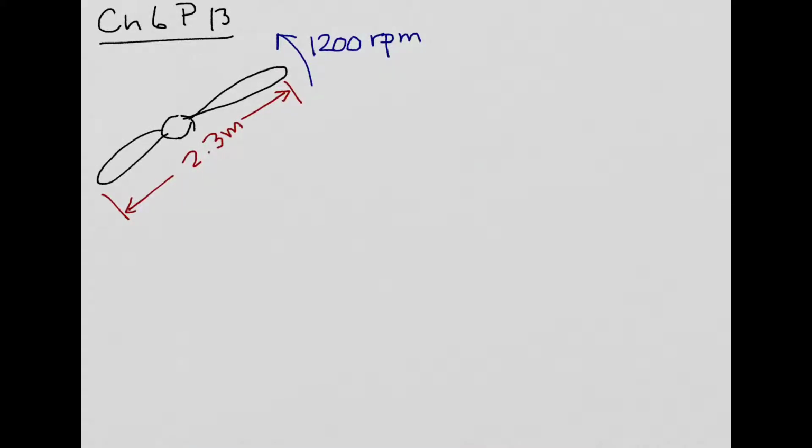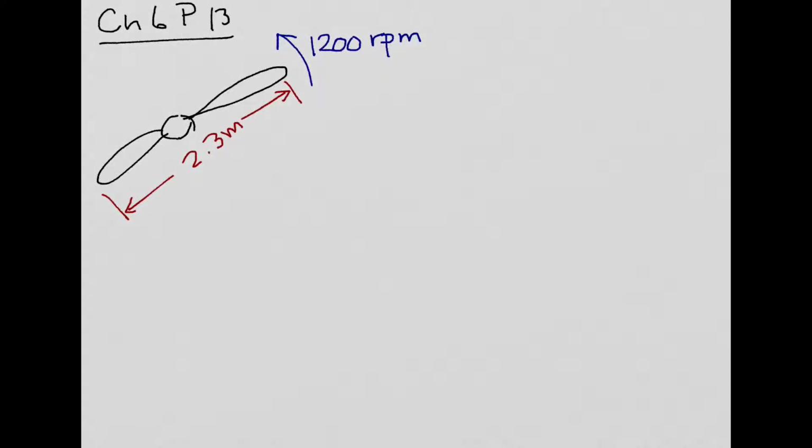This is problem 13 in chapter 6, where a propeller is rotating at 1200 RPM. It has a diameter of 2.3 meters. The first question is, if it's rotating at 1200 RPM, what is the angular velocity in radians per second?